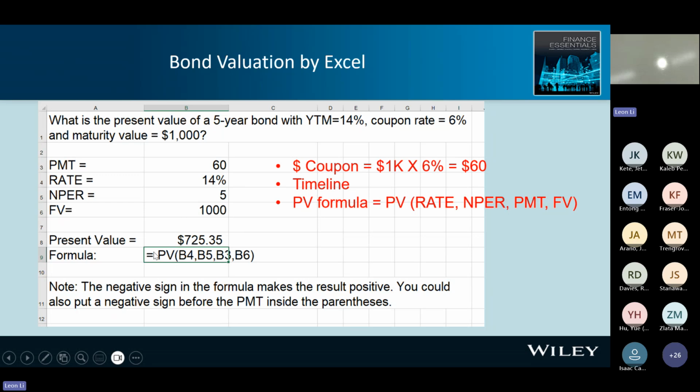Please note I add a negative sign in the formula to make the result positive. You can also put the negative sign before PMT and the face value. Either way is fine, but I prefer using the negative sign before the PV because I know PV will be negative.